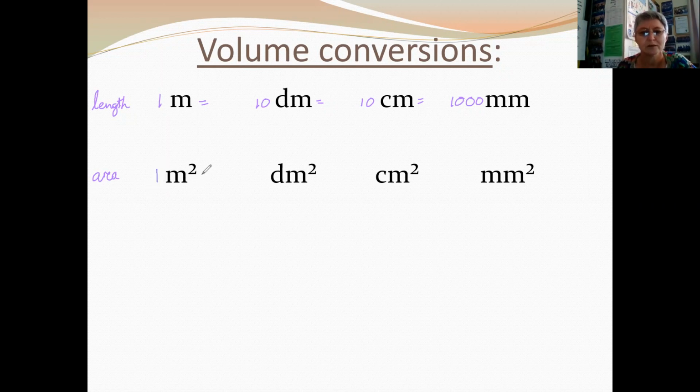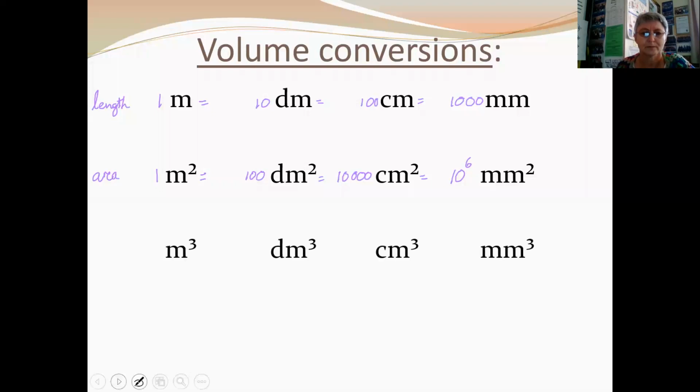1 square meter will have 100 square decimeters, which will have, sorry, I made a mistake there with the centimeters, 100 centimeters, which will have 10,000 square centimeters and 1,000,000 square millimeters. The next conversion is the units to volume.